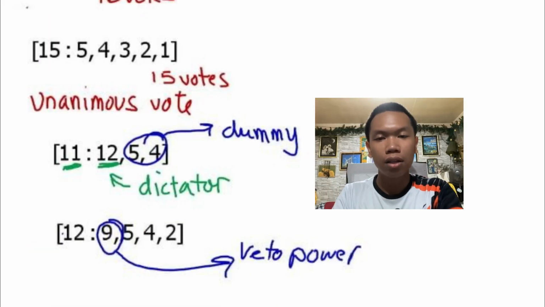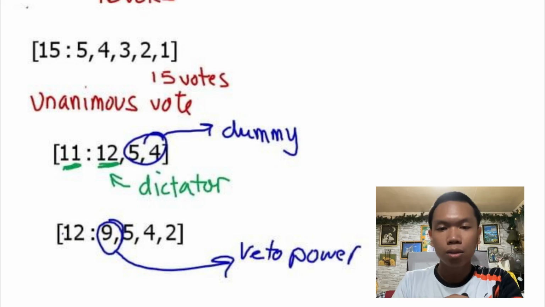Next is 11, 12, 5, 4. Here, player 1 has 12 votes, which is already greater than the quota of only 11. This means that player 1 can just decide alone, and he is called the dictator. The other players are called dummy players because their votes do not affect the outcome.